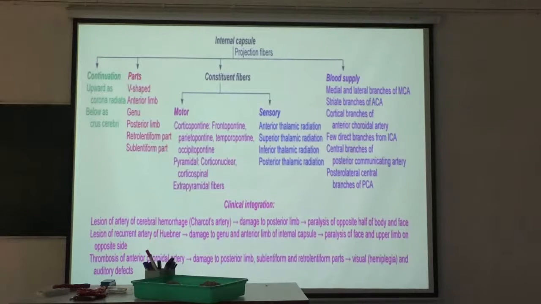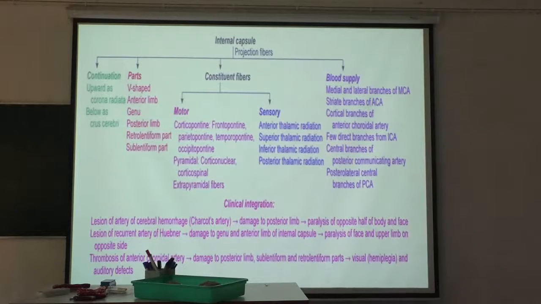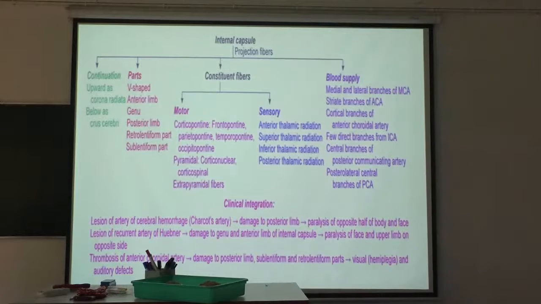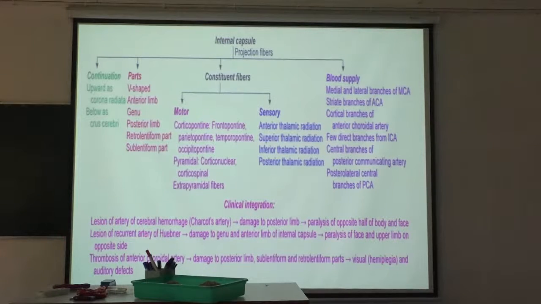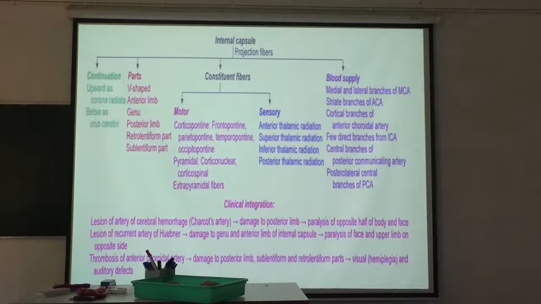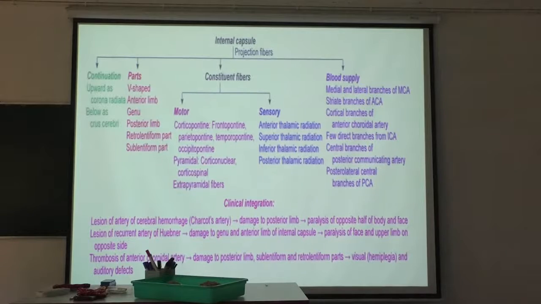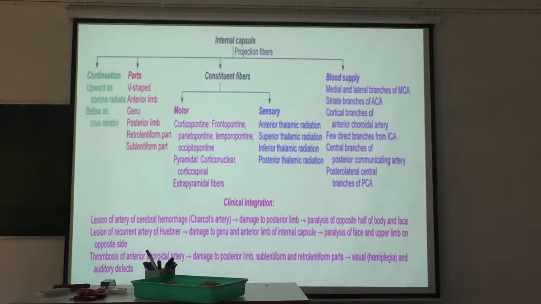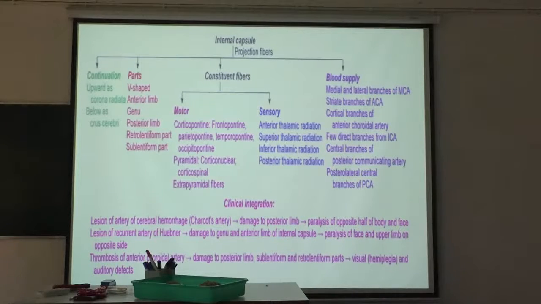Now these are the clinical aspects regarding this blood supply. Okay. These are also important for MCQ. This comes in your MCQ. Which artery is involved, which fiber will be damaged, paralysis occurs in which area, this will be asked. Okay. So the artery of cerebral hemorrhage is Charcot's artery. Charcot's artery of cerebral hemorrhage.